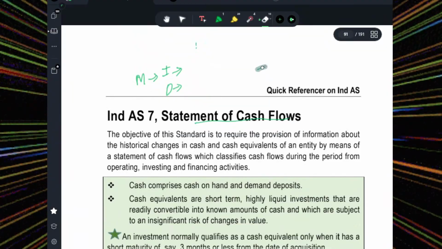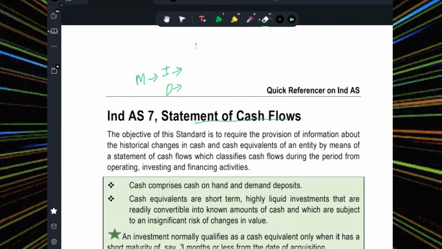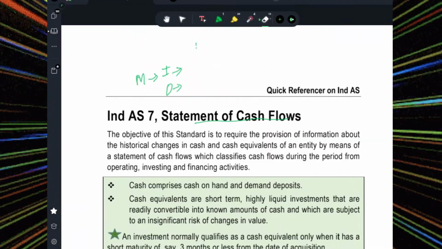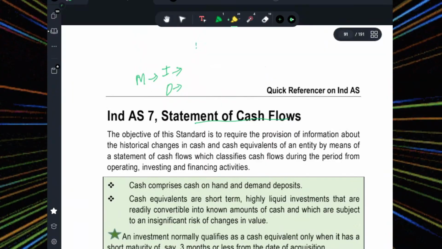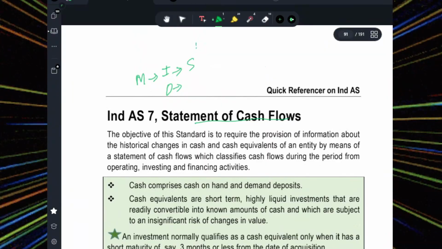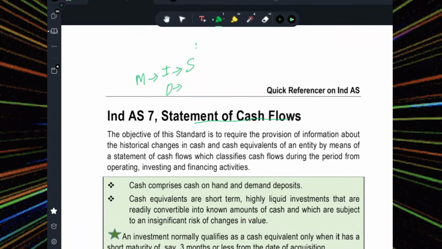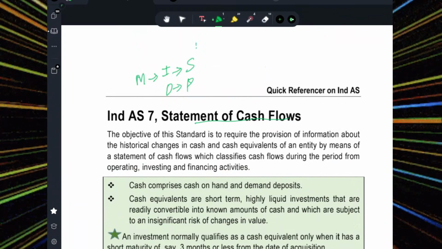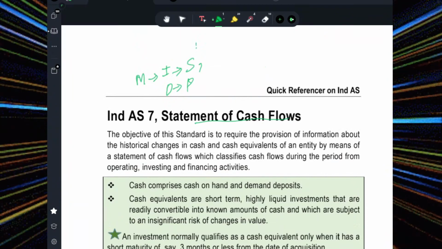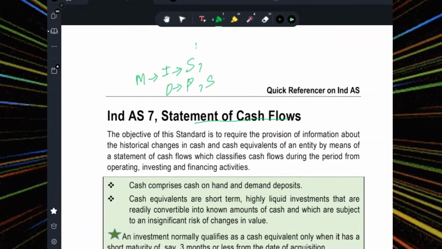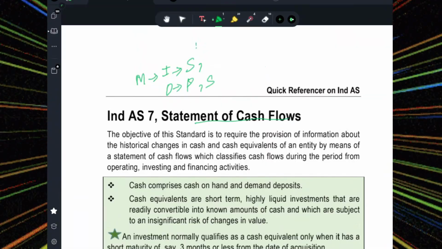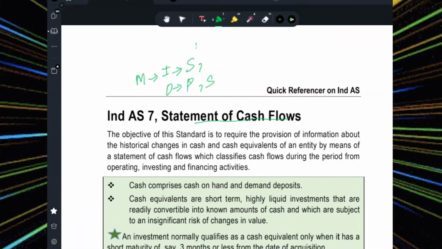I will say it again. Input, output. First the balance sheet will come. We sell some goods, so that is input. We purchase some goods, output. I'm settling my liability, that is output. If I'm not settling my liability but increasing my liability, that is input.